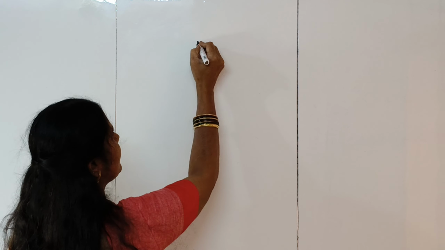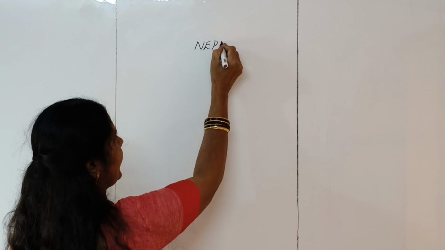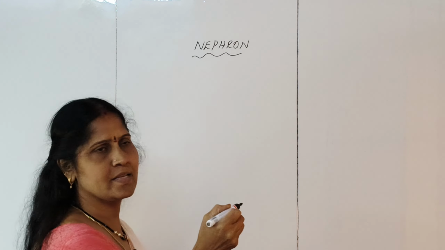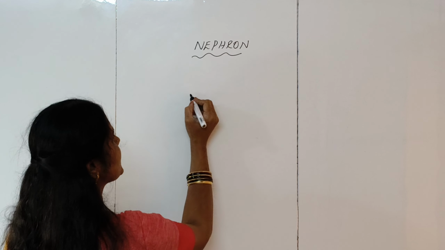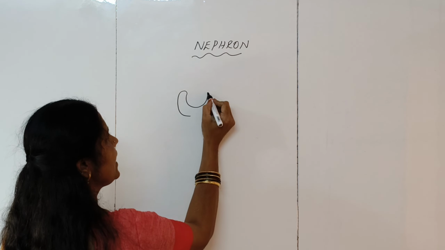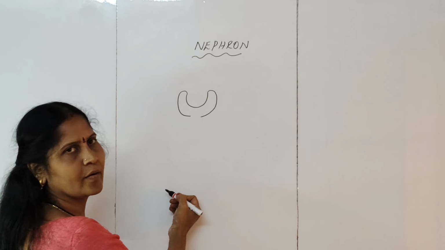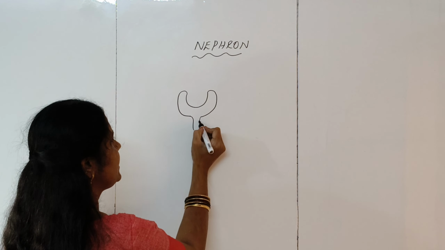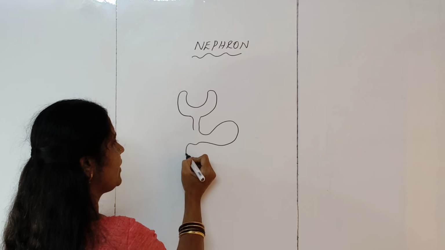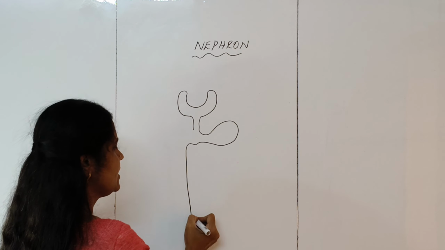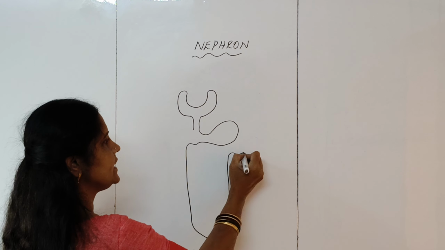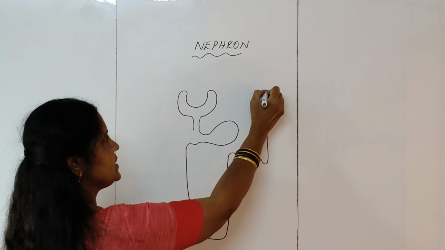So first, you will label the diagram as nephron. Okay, first the heading is given as nephron, followed by which we will start with the diagram. So first is the Bowman's capsule, which is a cup-shaped cavity like this. Then we will start with the tubular portion, the PCT portion. And then we are drawing the loop of Henle like this. So extend the loop of Henle and then you draw the DCT portion and then the collecting tubule.